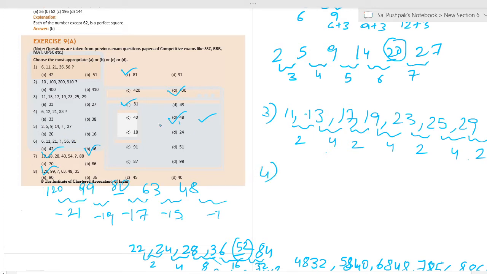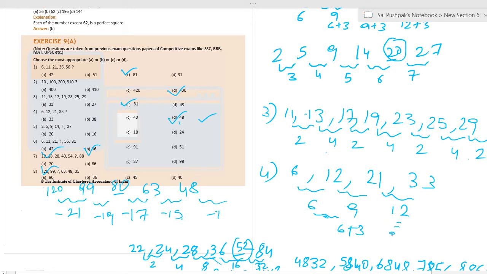And next, fourth question. 6, 12, 21, 33. Let us find the difference. It is increasing only. The difference is 6 and difference is 9 and difference is 12. So if you see, the difference is increasing by 3 every time. 9 is equal to 6 plus 3. 12 is equal to 9 plus 3. And what will be the next difference? 12 plus 3 is nothing but 15. What is 33 plus 15? 48. Answer is 48. Okay.